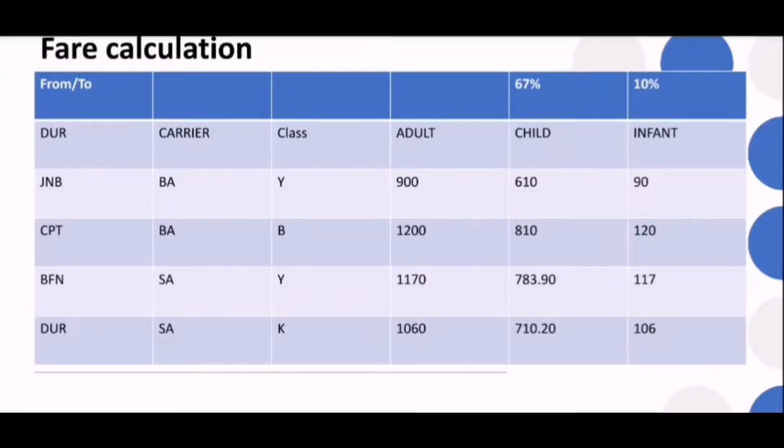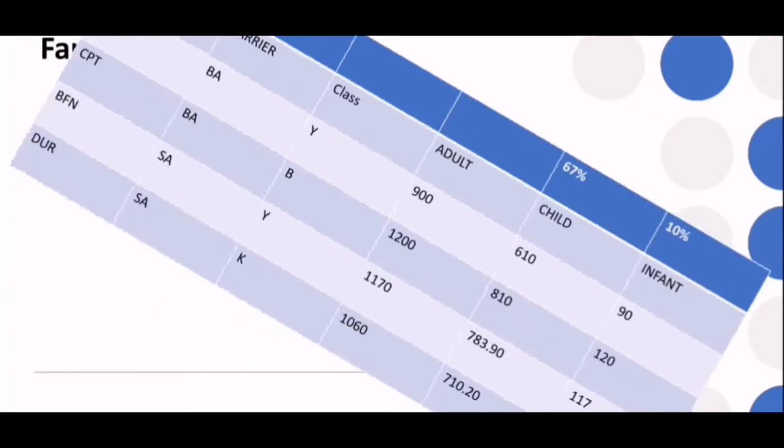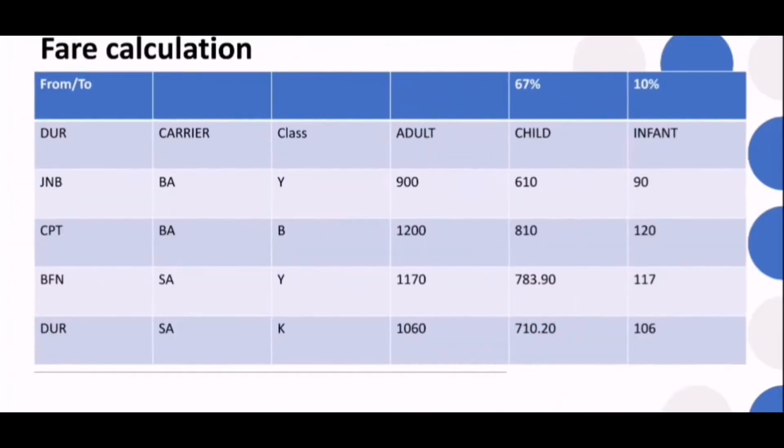For the adult, we charged 900 rand. For the child, we charged 610, and for the infant, we charged 90. This is because the child and the infant have discounts. So for some airlines, you find that the discount is pre-calculated for you, but for some airlines it is not, and that means you will have to then calculate the discount manually. And that is what you will see here with British Airways.